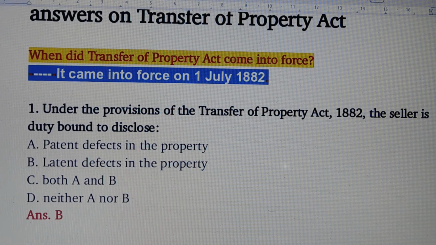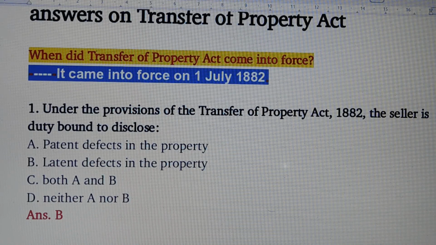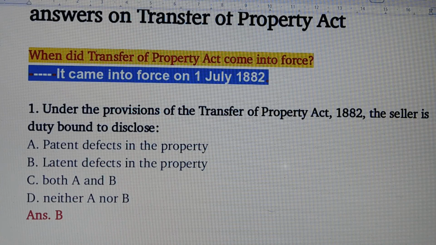Question number 1. Under the provisions of the Transfer of Property Act 1882, the seller is duty bound to disclose. Answer is option number B, latent defects in the property.